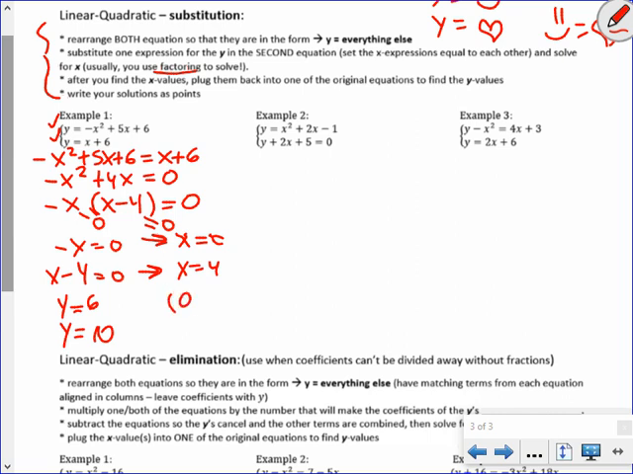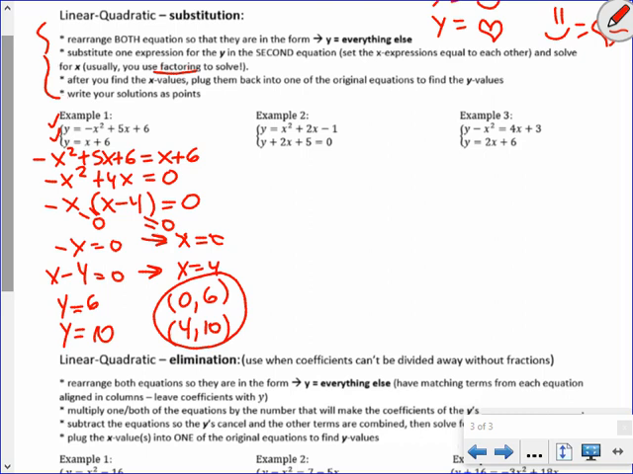So I have (0, 6) and (4, 6). That's my solution. So once you find the x's by factoring, you plug them in to find the y's, and you link them together to create your points. That's it. Pretty basic, as long as you know your factoring. If you don't know your factoring, then flag it to me. But your factoring is so important. You need to know how to do it.